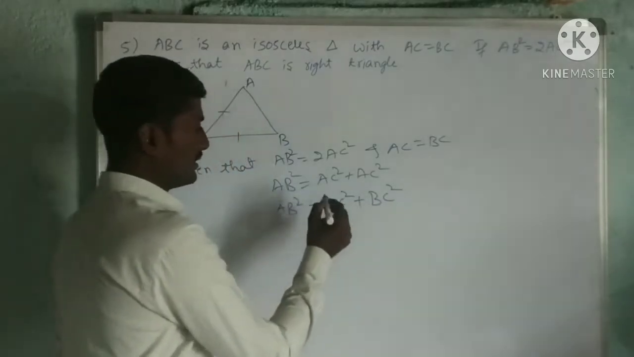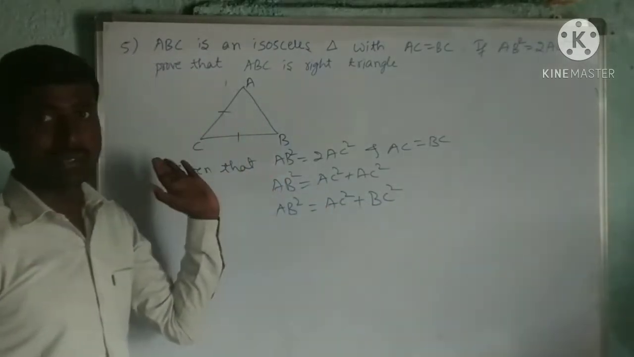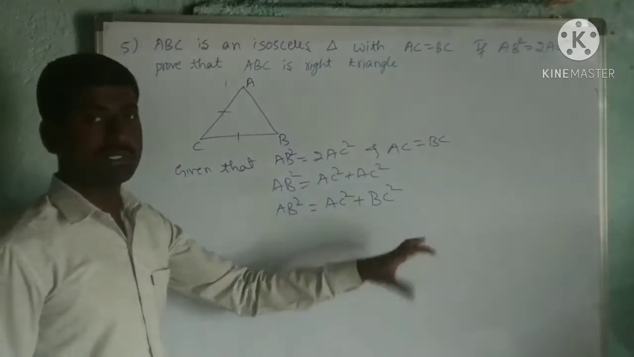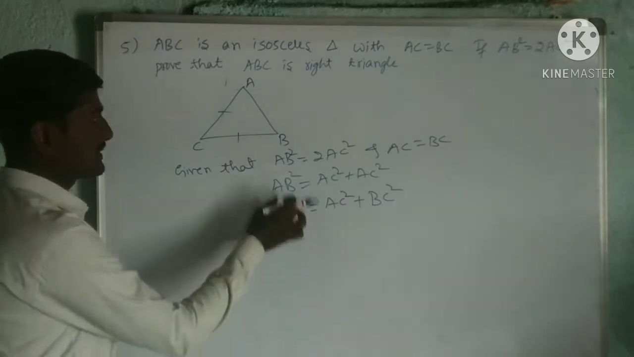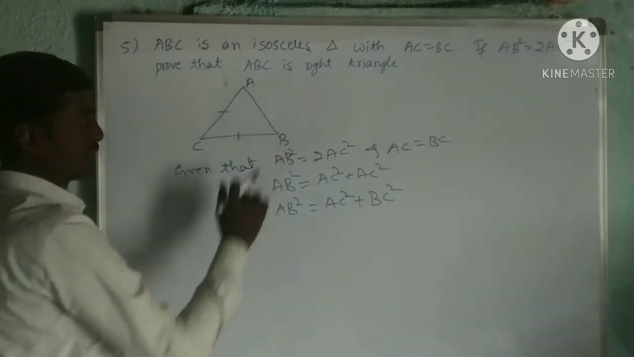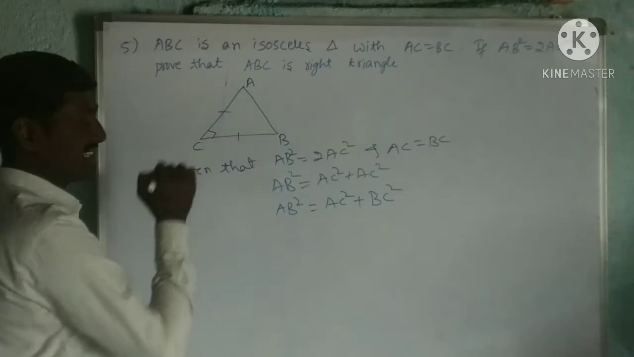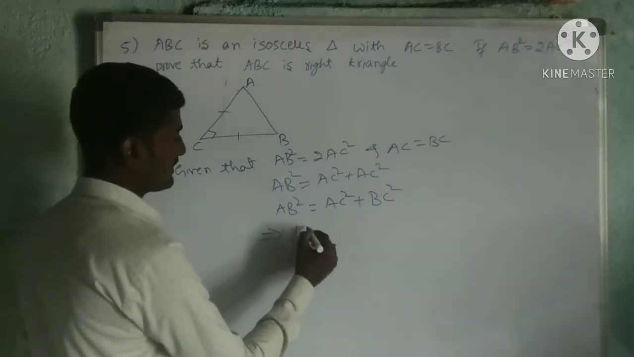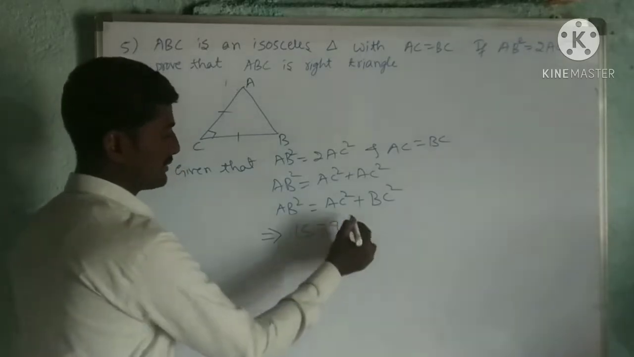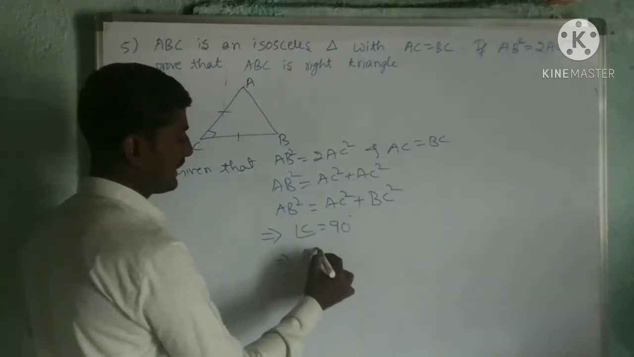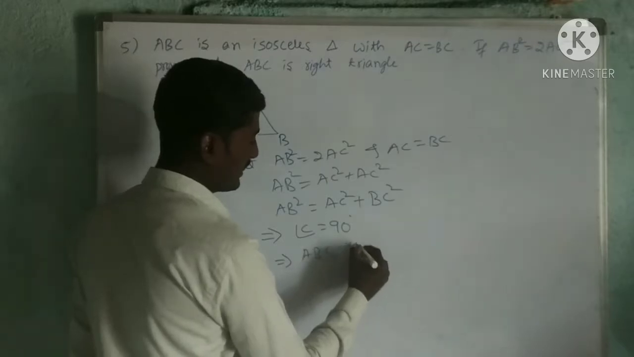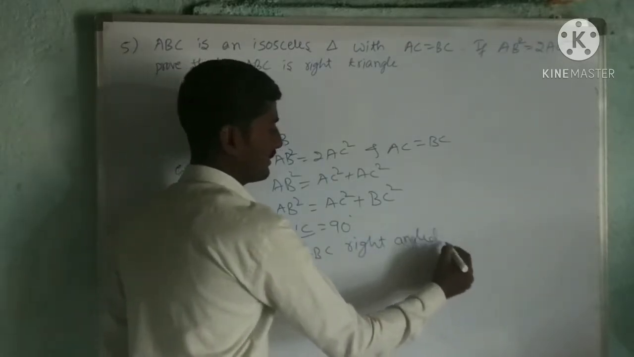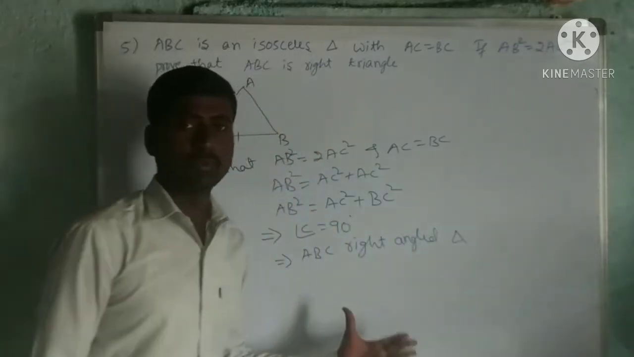Now, by converse of Pythagoras theorem I can say, AB square is equal to AC square plus BC square. So here AB is the hypotenuse. So it means angle C is 90 degree. So this implies angle C is equal to 90 degree. So it means ABC is a right angled triangle. Hence we proved it.